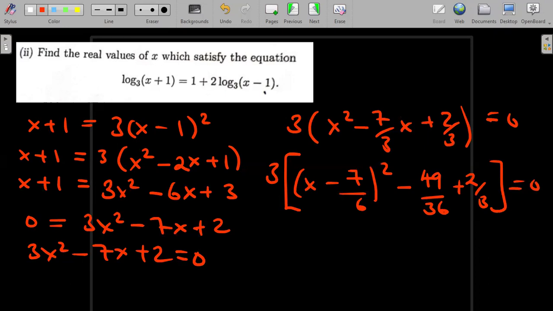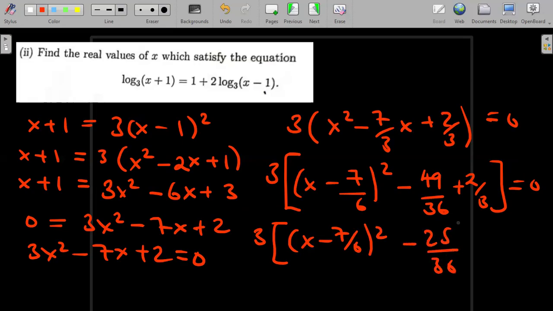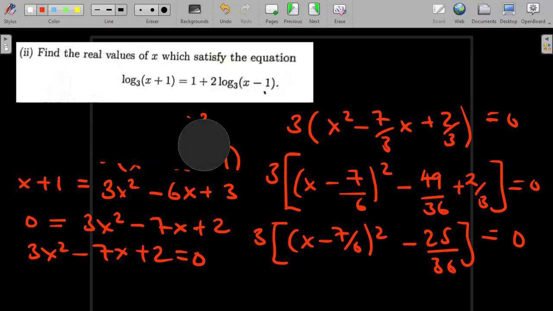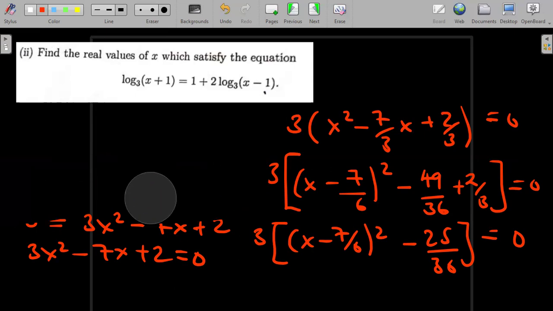So we can compute that. That will be 2 over 3 minus 49 over 36. Then we get 3 times x minus 7 over 6 squared, and you get negative 25 over 36 equal to 0.